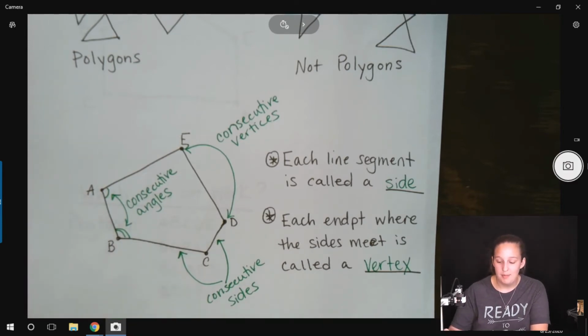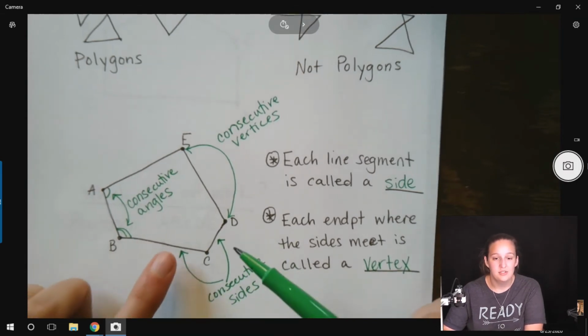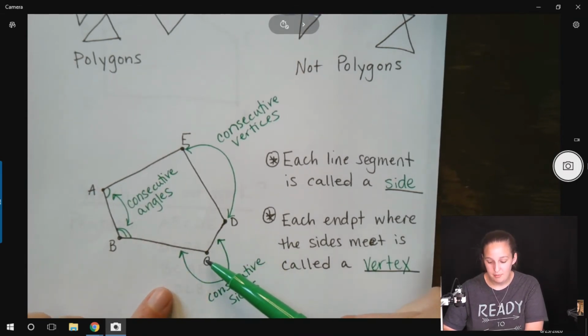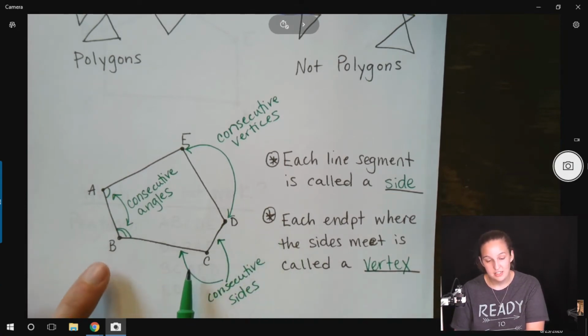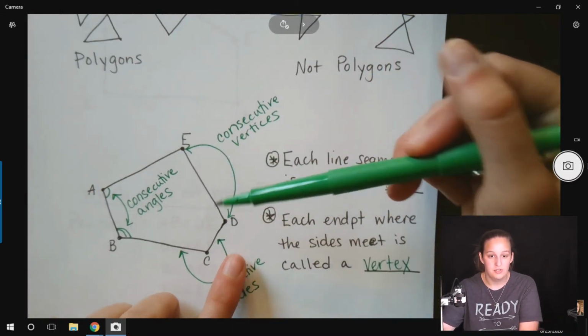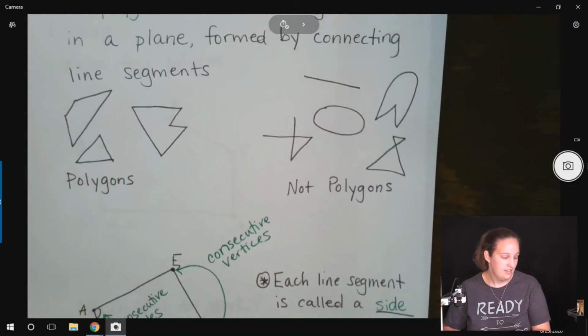And the same thing happens for sides. They're the next side. So this side, the line segment CD, is a consecutive side to the line segment BC. And of course, you can also do the same thing for these, anyone that's right next to each other. All right?